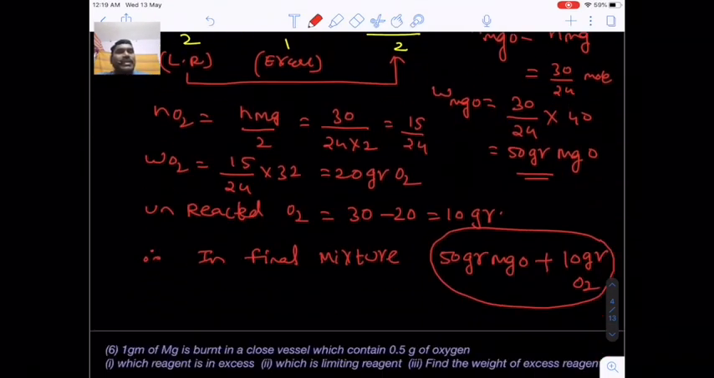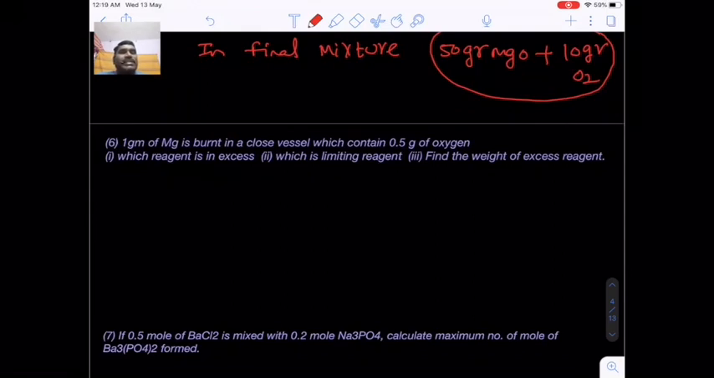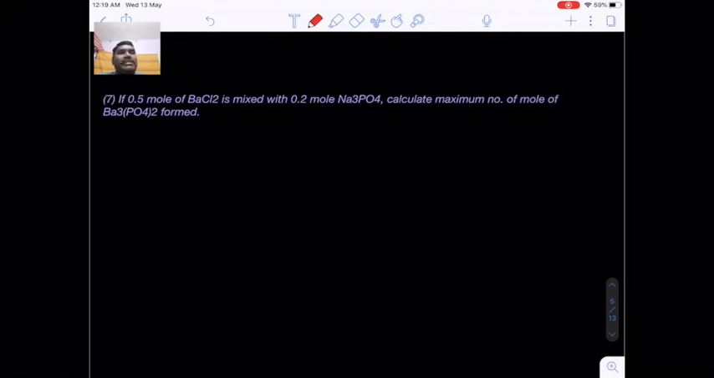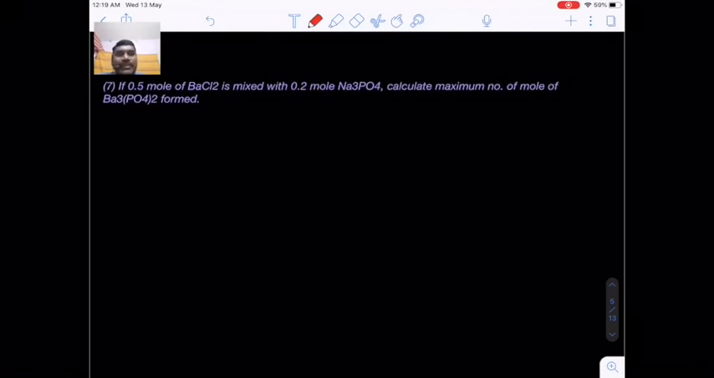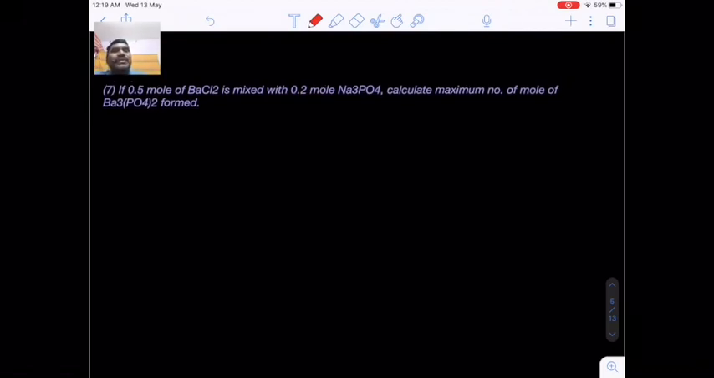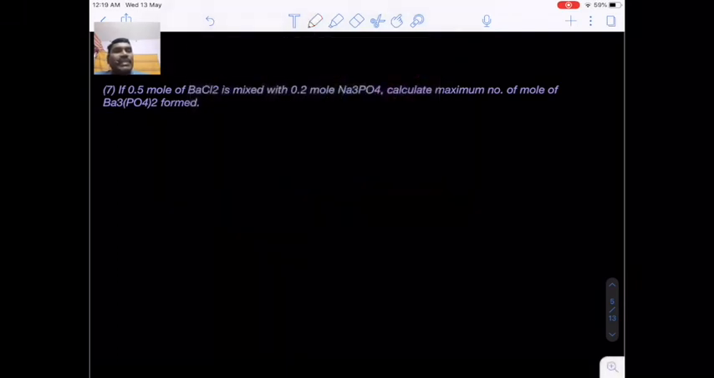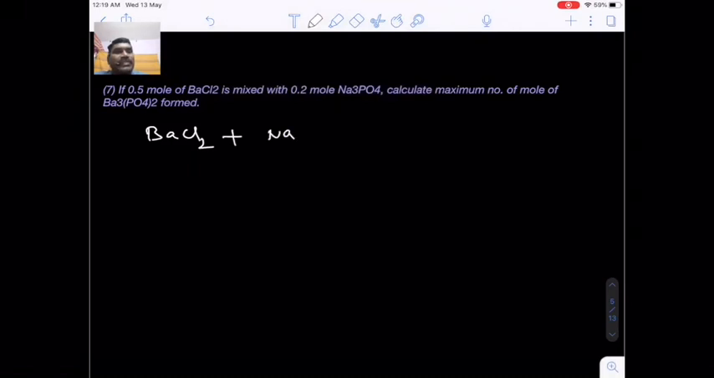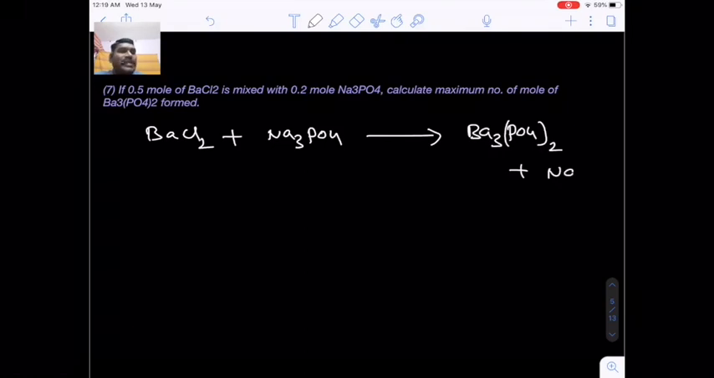Okay, fifth option. Now come to the sixth one, which is similar to the fifth problem. Try it yourself. Okay. Now come to the seventh one. In the seventh one, barium chloride is given to you and sodium phosphate is given to you. So you just have to write the reaction between barium chloride and sodium phosphate. Okay. Now you will get barium phosphate, okay, and sodium chloride.